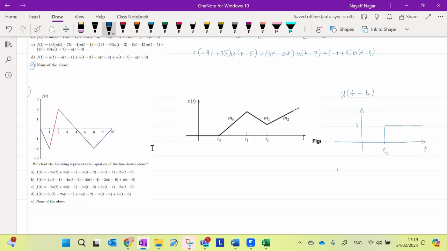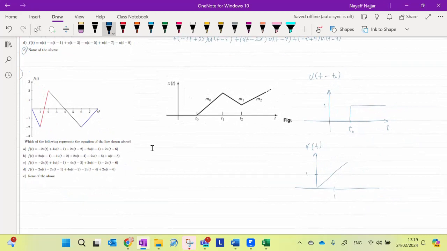The ramp function looks like this, r of t. If you want to scale this, it has a slope of 1. Let me explain in some details. So this is the ramp function, and you can express this as t times u of t. This is called a ramp function.